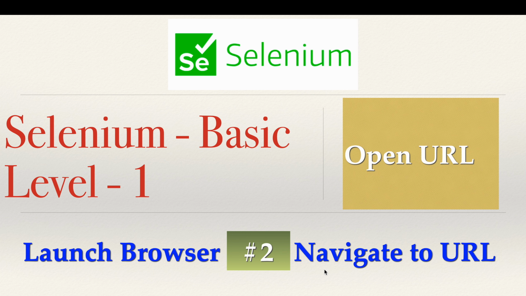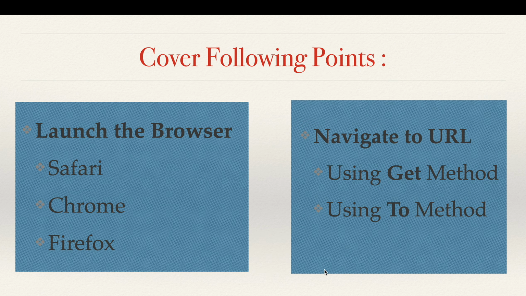So today we'll learn how to launch a browser and how we can navigate to a URL. So let's see the practical demo for all this. In today's session we will cover launching the browser like Safari, Chrome, Firefox and navigating to a specific URL using these two methods provided by Selenium, where the first one is the get method and the second one is the to method. So now let's see the practical.